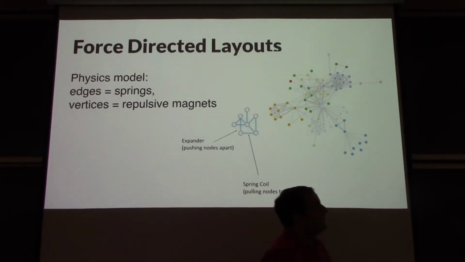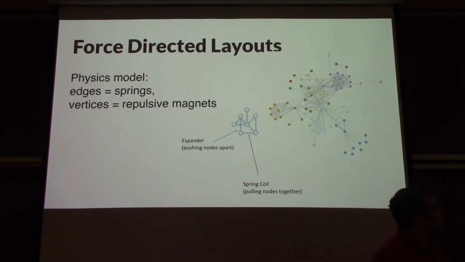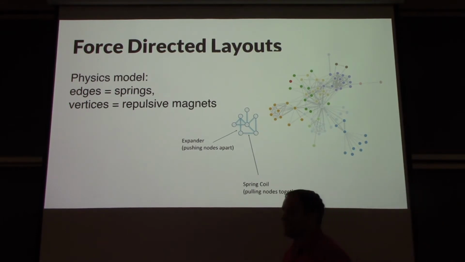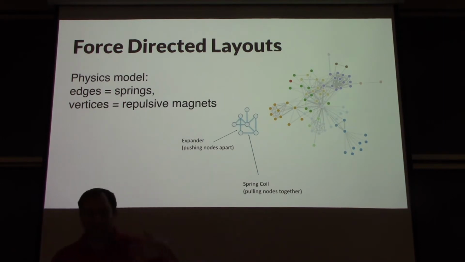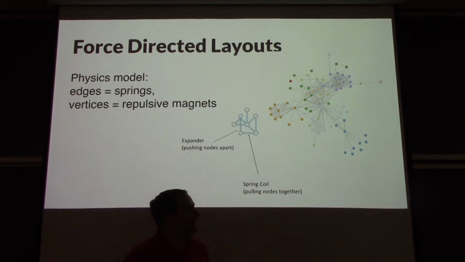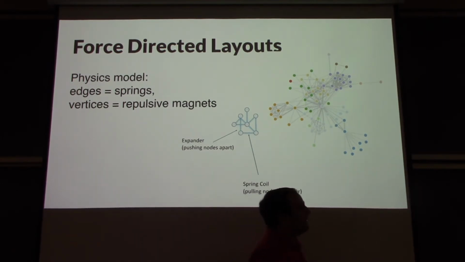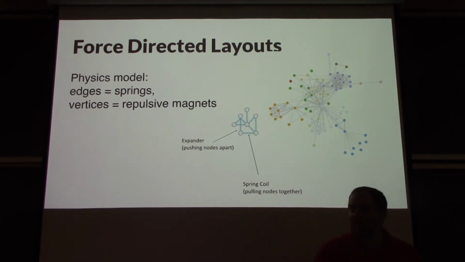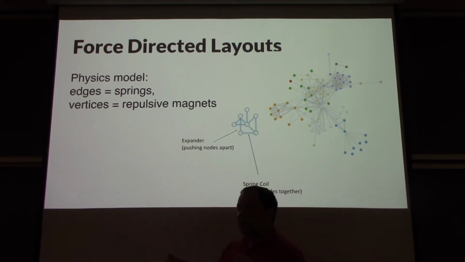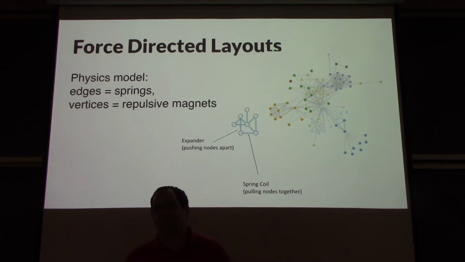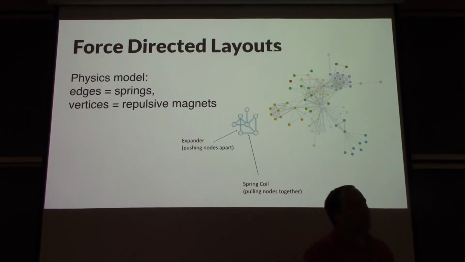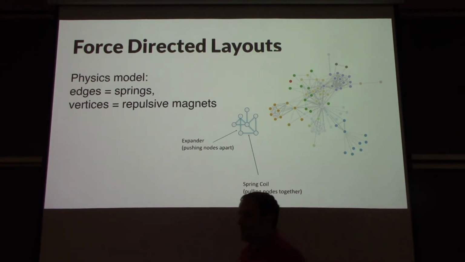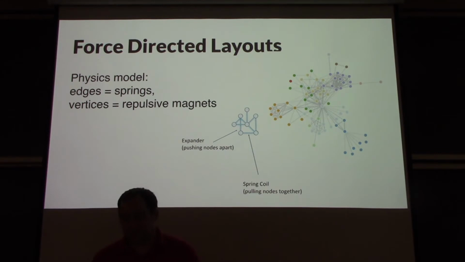And the classical layout algorithm is the force-directed layout. This is the physics model here. Edges correspond, mentally, to springs, and vertices are repulsive magnets. So what happens is that all of the nodes repulse each other, but those that have an edge attract each other. And obviously, the attractive force is much stronger than the repulsive force.